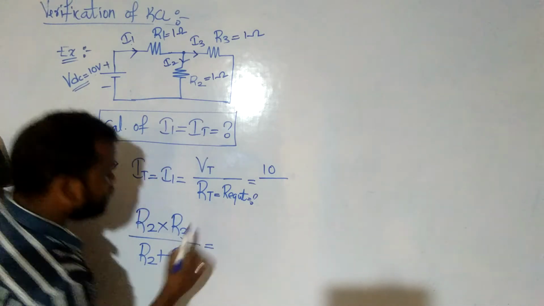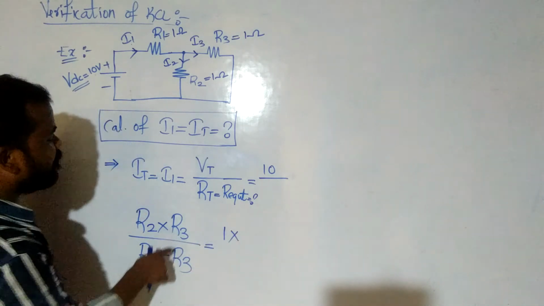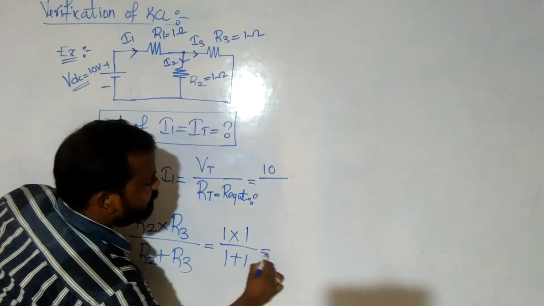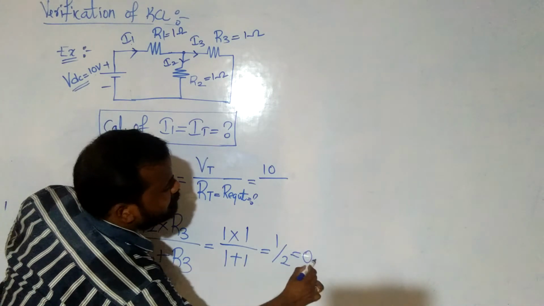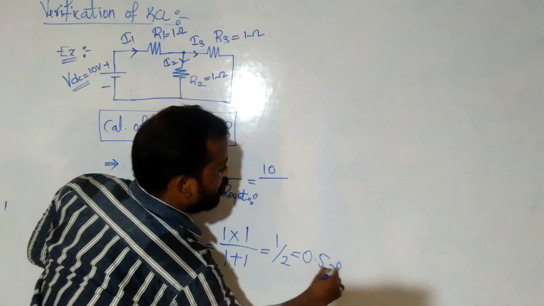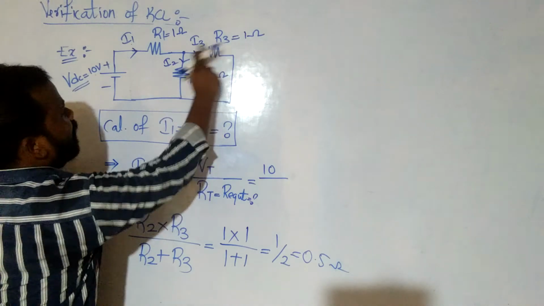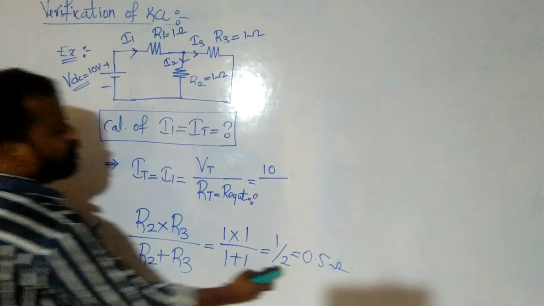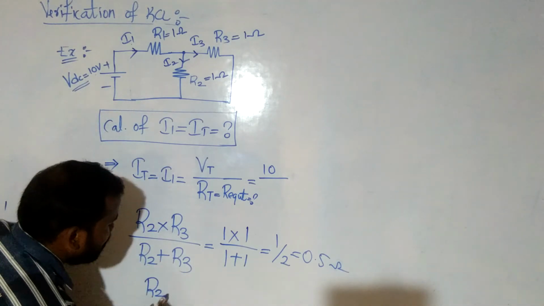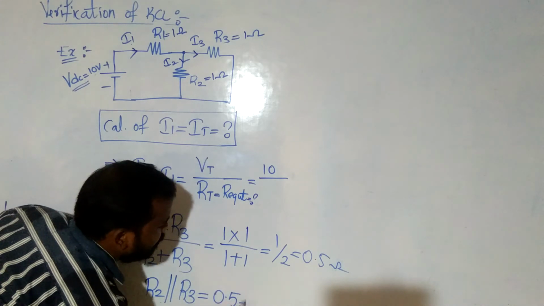The product of R2 and R3 divided by the addition of R2 and R3. So what is the value of R2? 1, into the value of R3, 1, divided by 1 plus 1, that is equal to 1 divided by 2, that is equal to 0.5 ohms. So the parallel combination of R2 and R3 will give the value of 0.5 ohms.